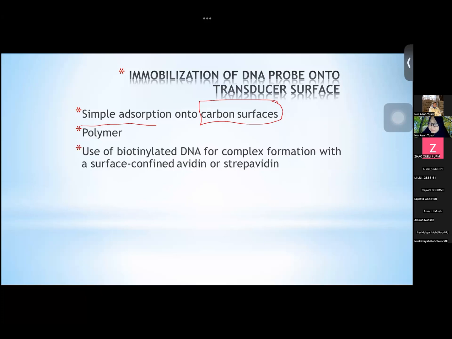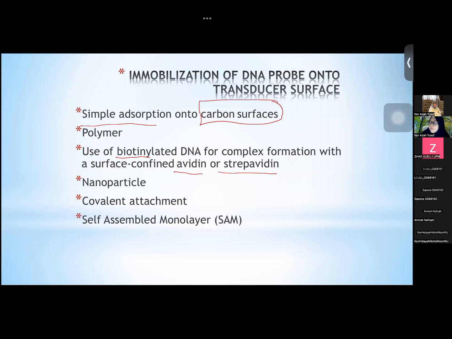We can use polymer. So this is a bit of chemistry where you use biotin. I will show you this. Biotin and streptavidin or avidin. This is a bit of chemistry. We can use nanoparticle. This is also chemistry, covalent. And this is a self-assembled monomer. This is gold, specifically for gold surface. Okay.